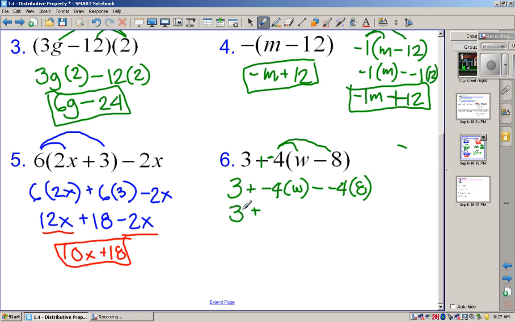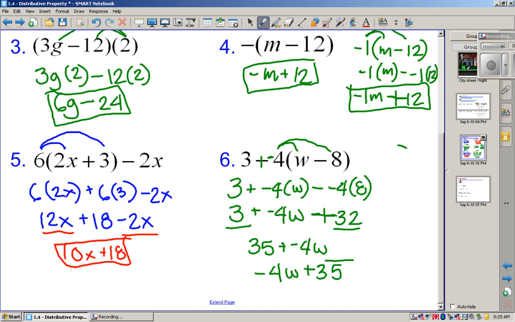And let me just work these out a little bit. So I have 3 plus negative 4 times w is negative 4w. And I have negative 4 times 8 is a negative 32. So to make things a little bit easier, I can make this a plus, since I have minus a negative. And I can combine my 3 and my 32 to get 35 plus negative 4w. And I like to have my variables in the front, so I'm just going to write negative 4w, and I have plus 35, because that's a positive 35. And that is my answer. You might also have written 35 minus 4w, which would be acceptable as an answer as well. We just prefer to have the variables in the front of our expressions is all.